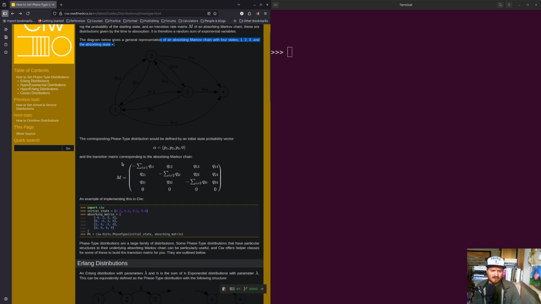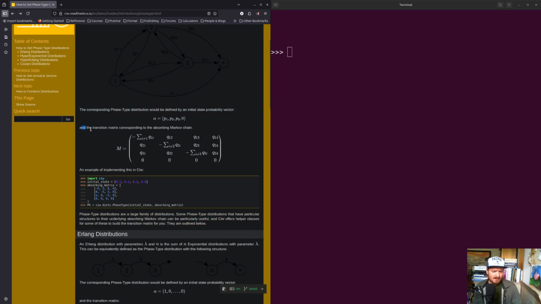Okay, so let's jump into a little bit of the mathematical notation. The corresponding phase type distribution would be defined by an initial state probability vector alpha, which is equal to P1, P2, P3, and 0. P1, P2, and P3 are respectively the probabilities of starting off in states 1, 2, and 3, and 0 is the probability of starting off in the absorption state. There's no point in saying how long it takes to get to the absorption state if you actually start in it.